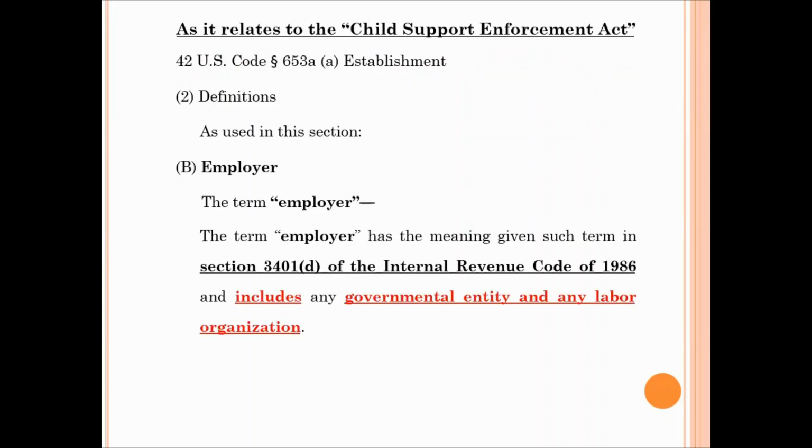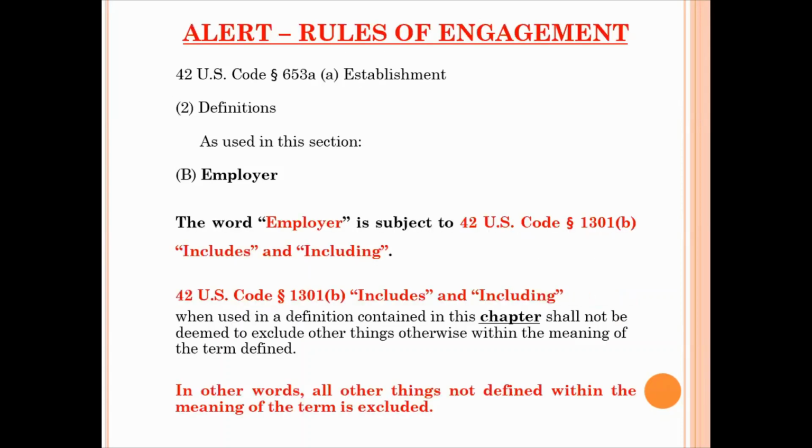Okay, so here we are, once again, 42 U.S. Code 653 AA2B. Pay close attention. So we already know that the word includes is located within that particular term. So when used in a definition contained in this chapter, it shall not be deemed to exclude other things otherwise within the meaning of the term defined. In other words, all other things not defined within the meaning of the term is excluded. Okay?